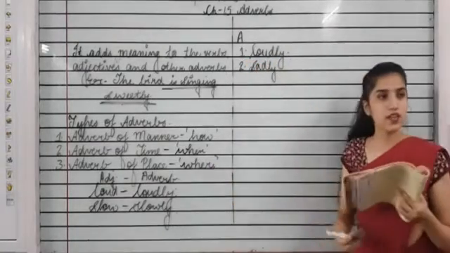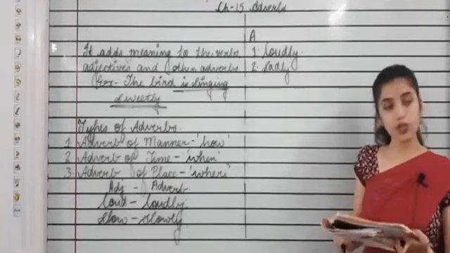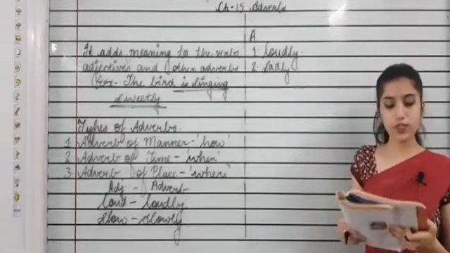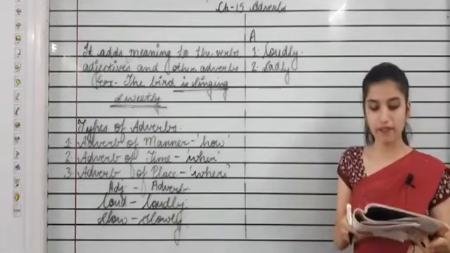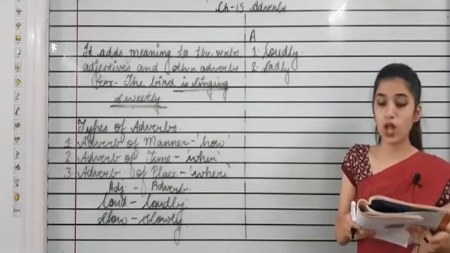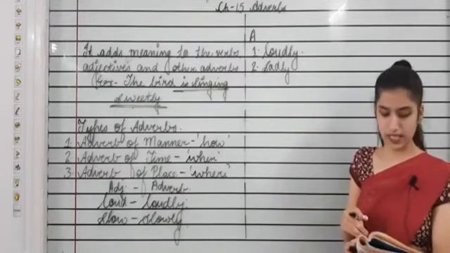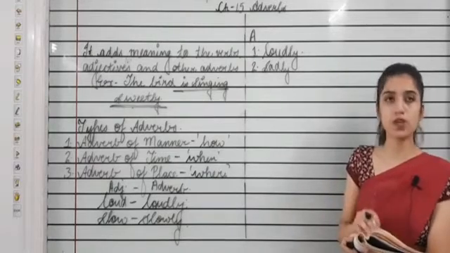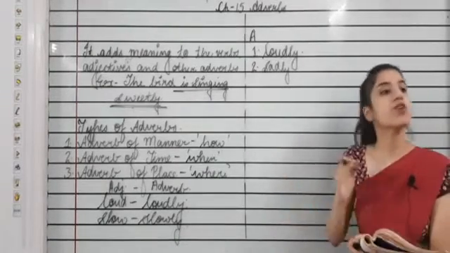sadly. Now we are going to do exercise number B, which is given on page number 64. What you have to do is you are given a help box over here. In the help box, the words are written like every day, yesterday, tomorrow, now, today and always. We have to use these words to fill in the blanks with the suitable adverb of time.